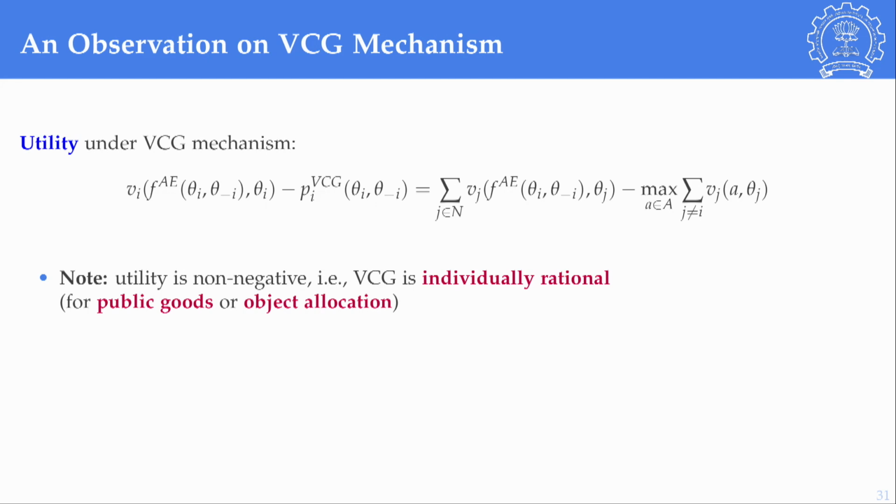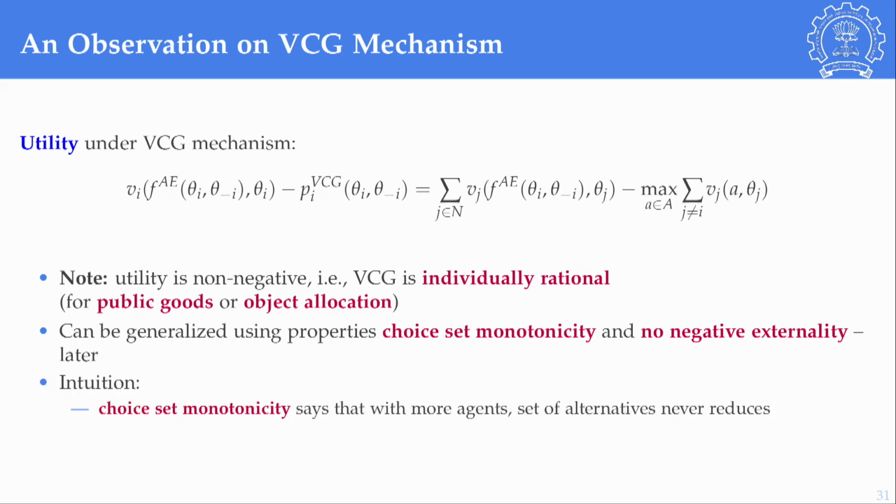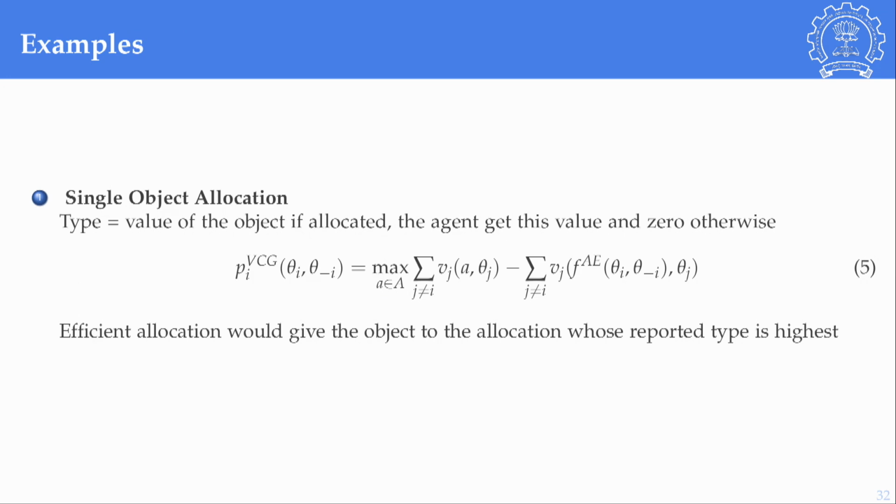So, it will never happen that you are not given any object and you are asked to pay something. That will never happen under VCG. You are always going to be charged less than what you value. So, this difference will always be non-negative, of course, under certain conditions. Yeah, so these are the conditions. We can discuss this either offline or in the tutorial, but it is not so important. It satisfies many other properties.